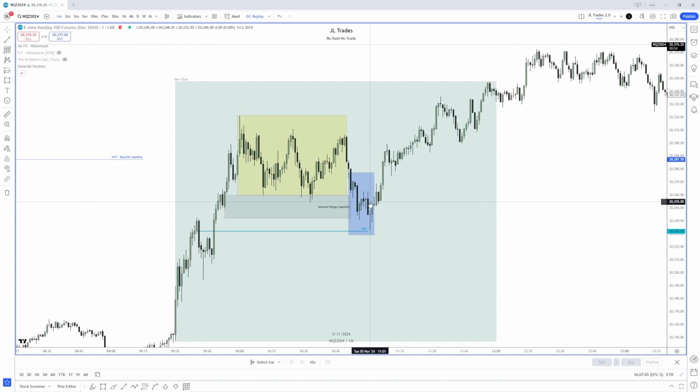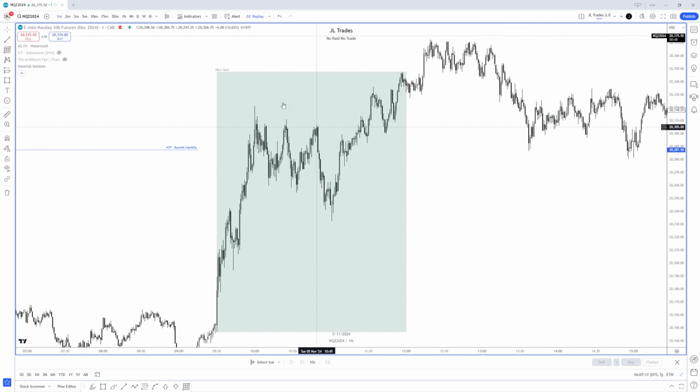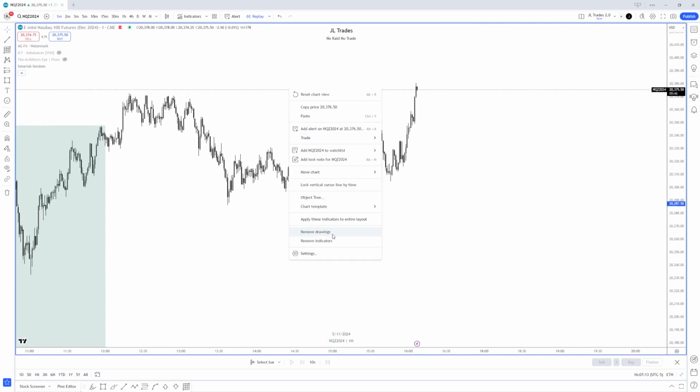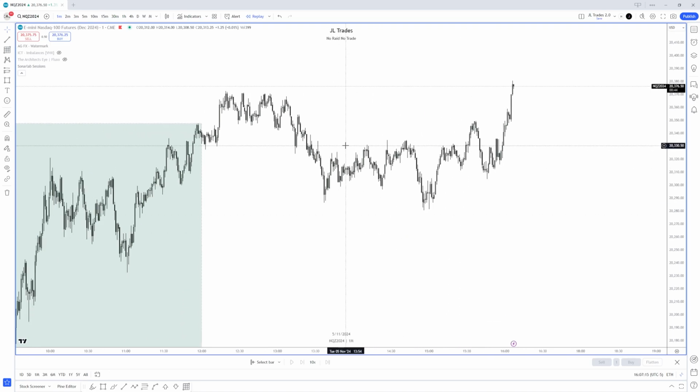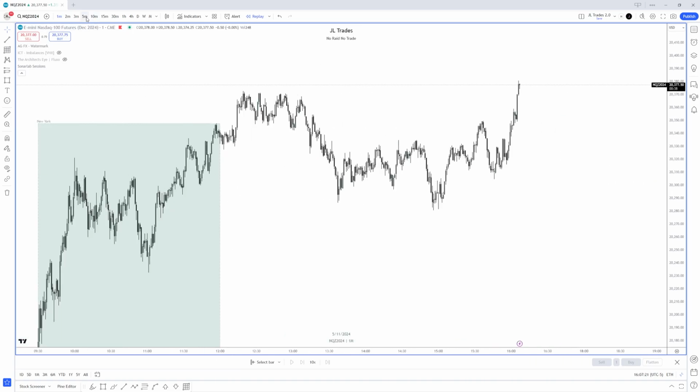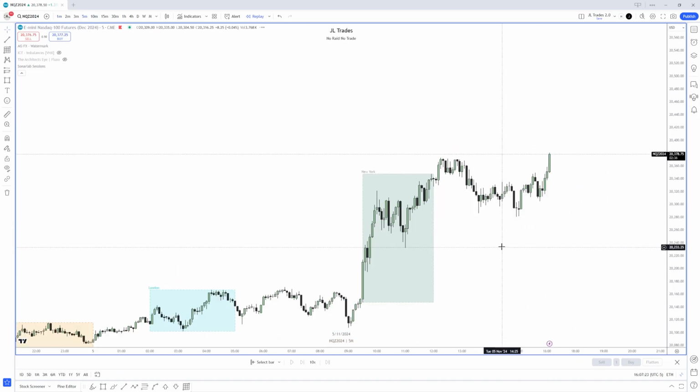So I hope that was clear, and I want to go into PM session. So PM session is obviously, if I clear my chart, it starts at 1 p.m., but I would kind of be looking around 2 p.m. onwards personally. Now, going over to the 5 minutes, so we just kind of clear the chart.